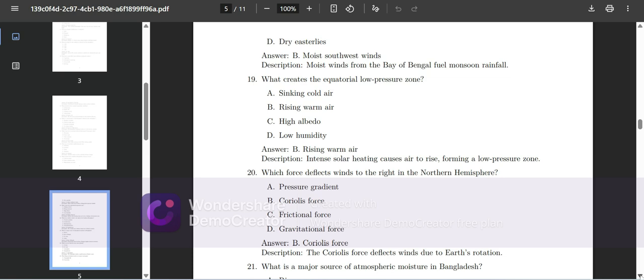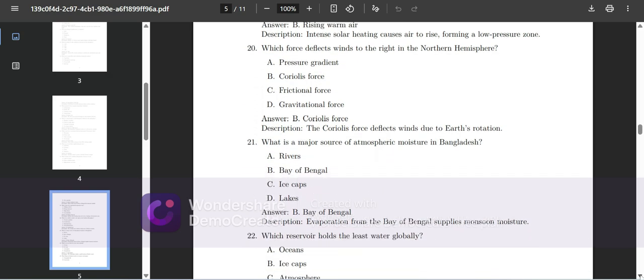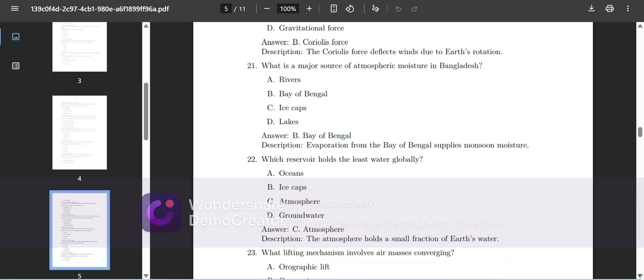Which force deflects wind to the right in the northern hemisphere? Coriolis force. The Coriolis force deflects wind due to Earth's rotation.